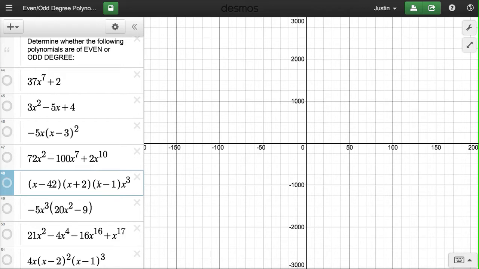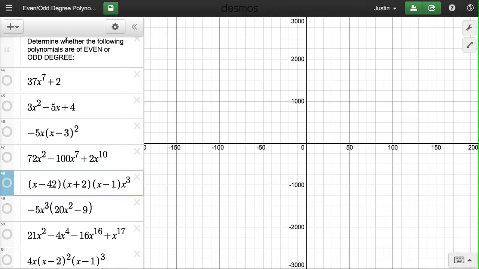So I have 1, 2, 3, 4, 5, 6, 7, 8 different polynomials. I need you to copy them down. When you've copied them, then you can press play. And as you copy them, think about this and then work through them and note exactly what degree they are, and then note whether they're even or odd.